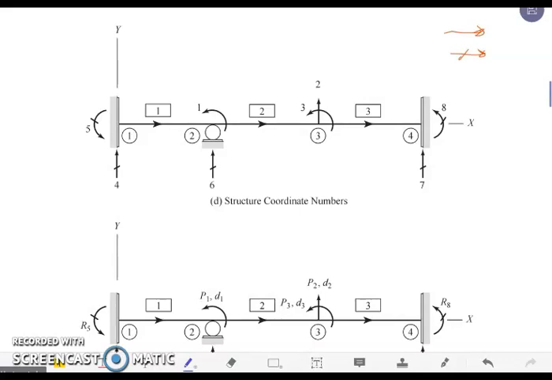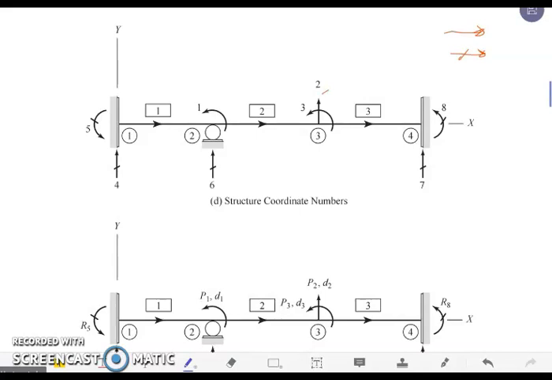Then move on to joint 3. For joint 3, this is a free joint, which means we don't have a support. So there will be the presence of 2 degrees of freedom, translation and rotation. How to number? We have to number translation first, followed by rotation. So translation along the y direction will be numbered as 2. Then rotation is numbered as 3. So we have now identified our degrees of freedom.